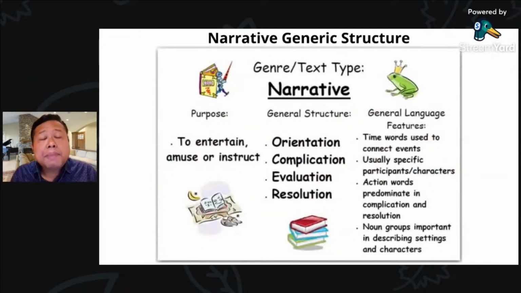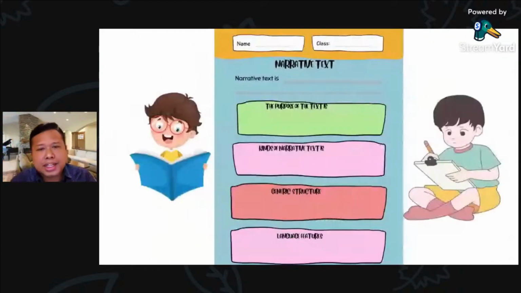Next, students, this is the general structure of narrative text. The purpose of narrative text is to entertain, amuse, or instruct. Anyone, please tell me about the general structure of narrative text. Yes, Johnny? Orientation, complication, evaluation, and resolution. And the language features of narrative text? Yes, Pita. The tense is past tense, mentioning specific particular characters, etc. Okay, thank you very much.